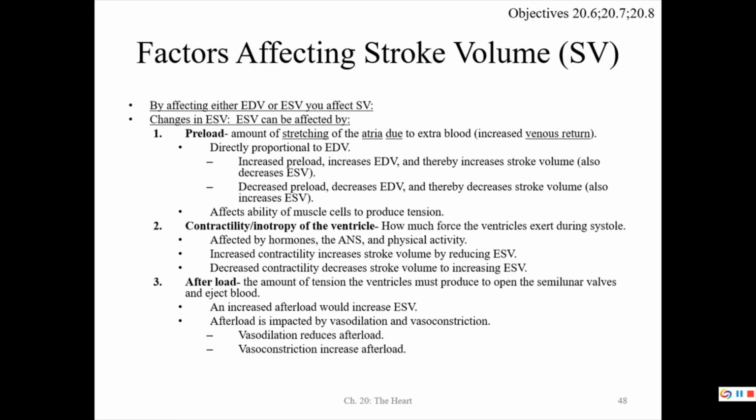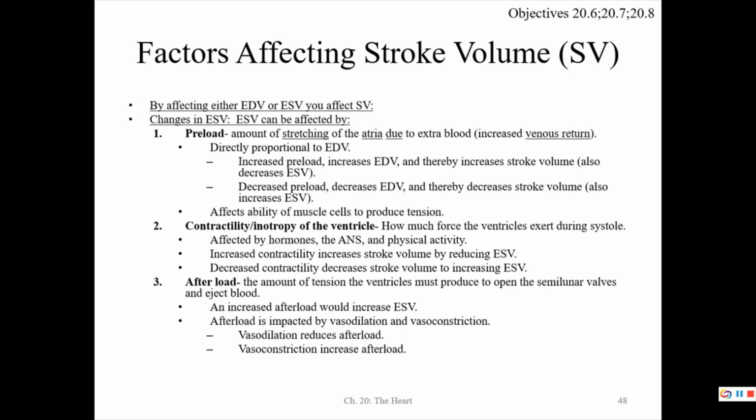And then afterload. Afterload is the tension the ventricles have to produce to open the semilunar valves. Your semilunar valves have blood pushing down onto them in the pulmonary trunk and in the aorta, and that is a mass, a force exerted on it that must be overcome. So if anything increases the afterload, for example, vasoconstriction, it would make it harder to do a cardiac ejection. A malformed valve may also increase the afterload.